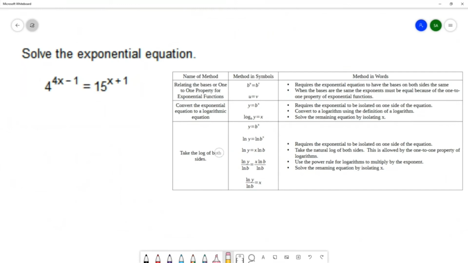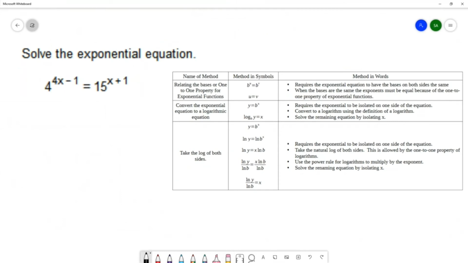Another method is to take the log of both sides. This is something we're allowed to do because both logs and exponentials are one-to-one, and so when we take the log of both sides, we get an equivalent statement. So with this method, we have y equals b to the x. We take the log of both sides. We apply the power rule for logarithms to get the variable out of the exponent. And then we solve for the variable by dividing both sides by natural log b, and we've solved. So what I'm going to do is show you how to solve this problem with both methods, and we'll see that you do have the choice between doing it either one of these ways.